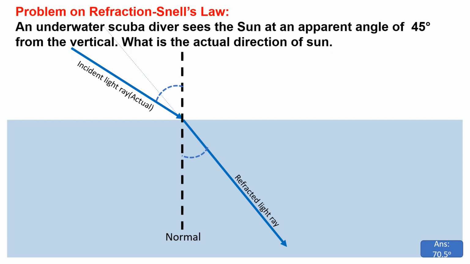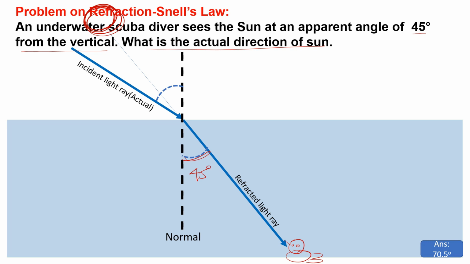Yes, one more problem. An underwater scuba diver sees the sun at an apparent angle of 45 degrees from the vertical. What is the actual direction of the sun? Say here is the scuba diver. For him, the sun appears here somewhere. It only appears like that, making an angle of 45 degrees with the vertical.